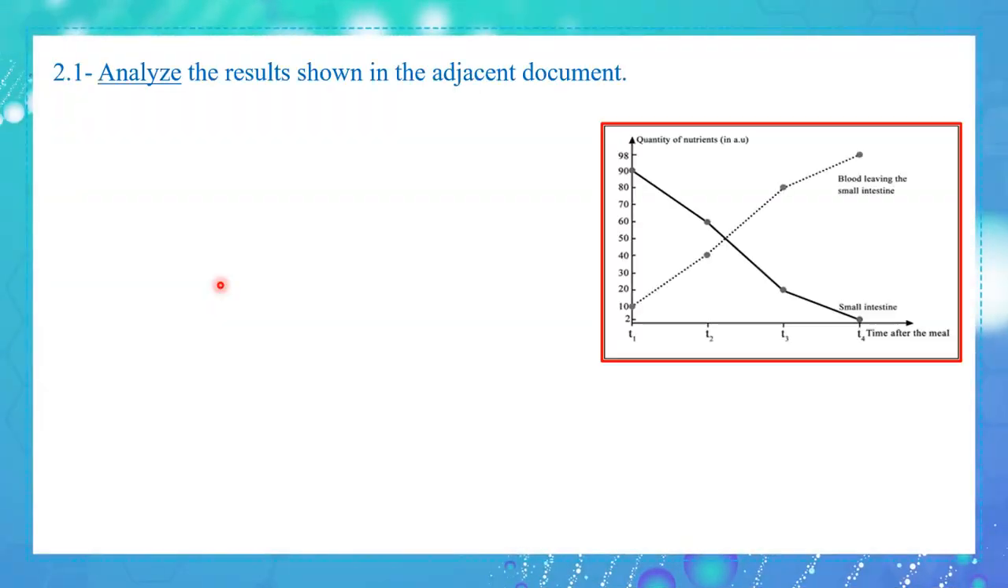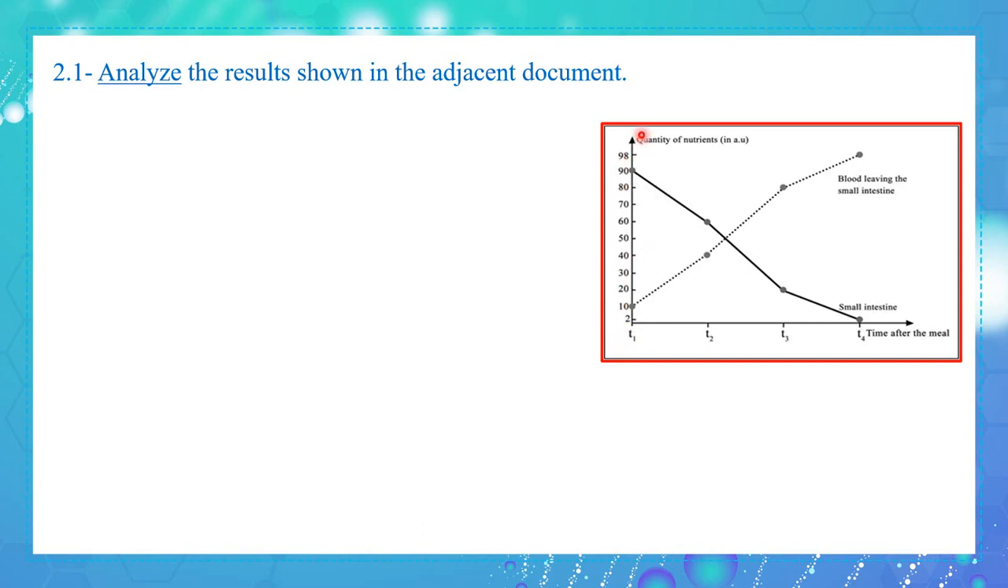Analyze the results shown in the adjacent document. Let's talk a little bit about how to analyze such a graph. In this graph, there are two responding variables: the quantity of nutrients in the small intestine and the quantity of nutrients in the blood leaving the small intestine. I start my analysis by comparing the beginning point of each curve.